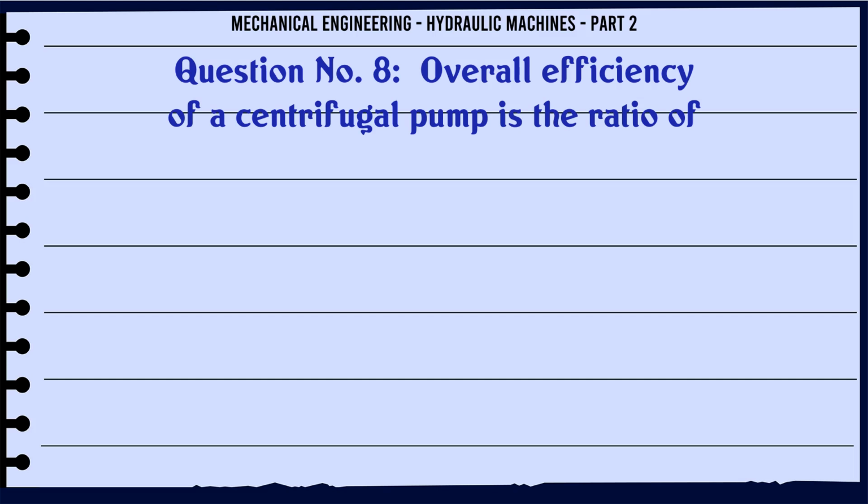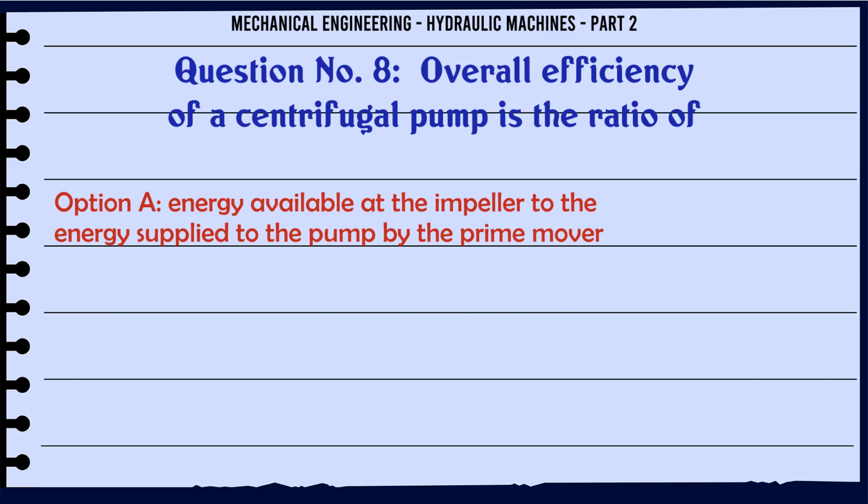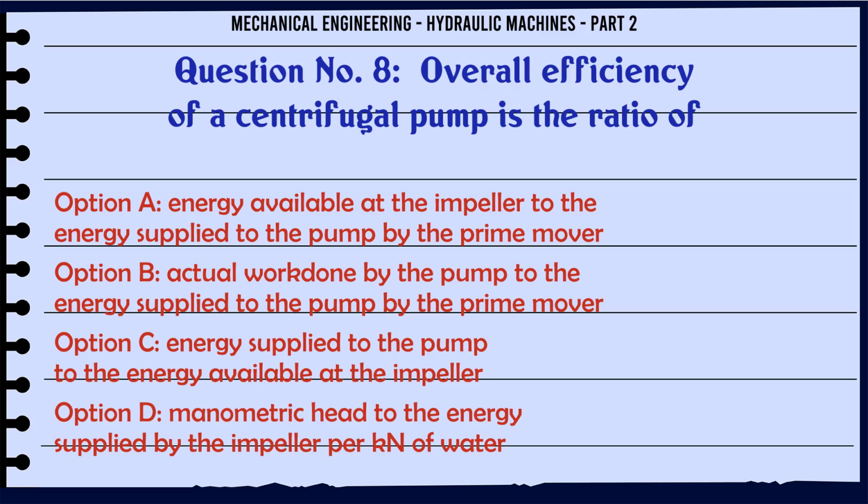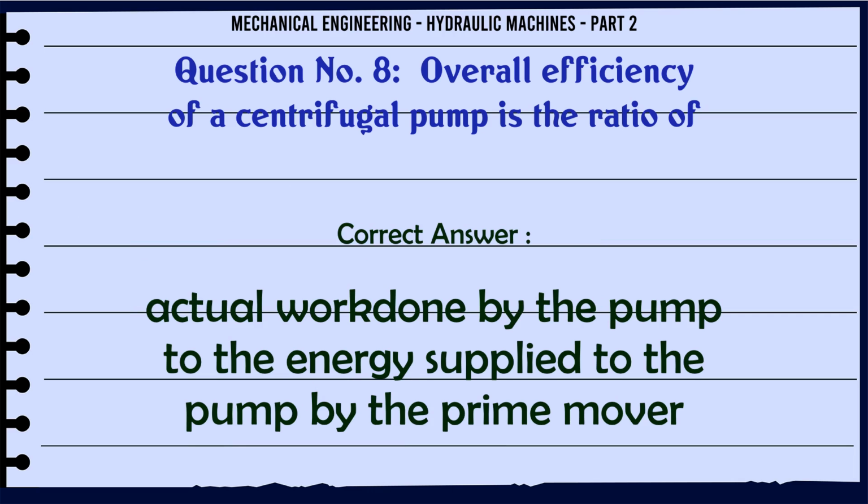Overall efficiency of a centrifugal pump is the ratio of A. energy available at the impeller to the energy supplied to the pump by the prime mover, B. actual work done by the pump to the energy supplied to the pump by the prime mover, C. energy supplied to the pump to the energy available at the impeller, D. manometric head to the energy supplied by the impeller per kN of water. The correct answer is actual work done by the pump to the energy supplied to the pump by the prime mover.